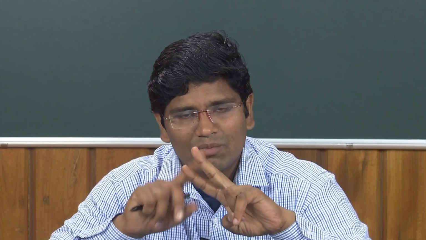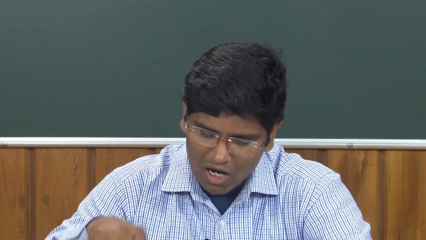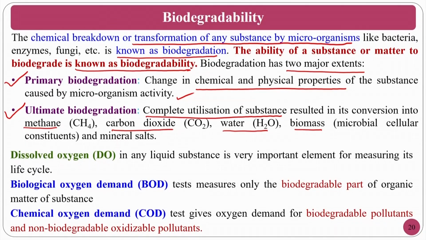There are two things, one is primary and ultimate. How to check both of these? Dissolved oxygen is another factor. In this one you have two things: biological oxygen demand and chemical oxygen demand.